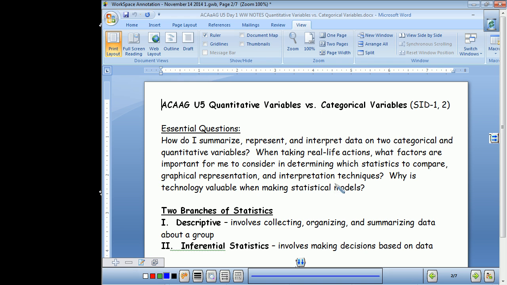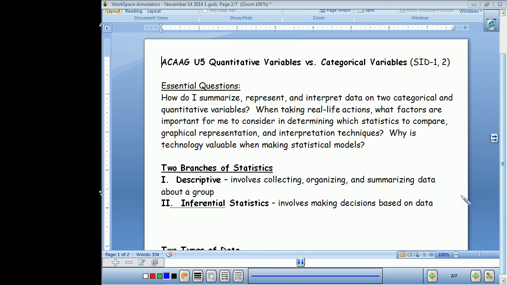Have you ever created circle or pie charts online? Okay, so some of you have, some of you have not. So we'll talk about those things too. Alright, so we have two branches of statistics. We have descriptive statistics and inferential statistics. We're pretty much going to be in this one, descriptive statistics.